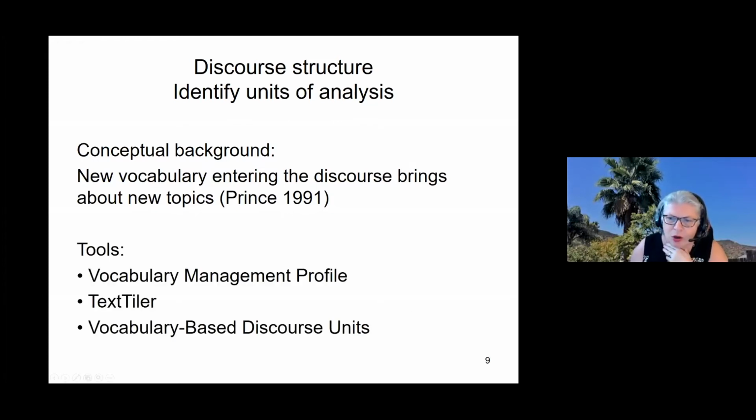So the first researcher was very inspired by this thought, and in the mid-90s he developed a program called Vocabulary Management Profile, where he was able to track the newly occurring vocabulary items in the discourse and then plot them into a graph. Just imagine this as a type token ratio, but it's a sliding type token ratio because it goes through the text as time goes by, okay?